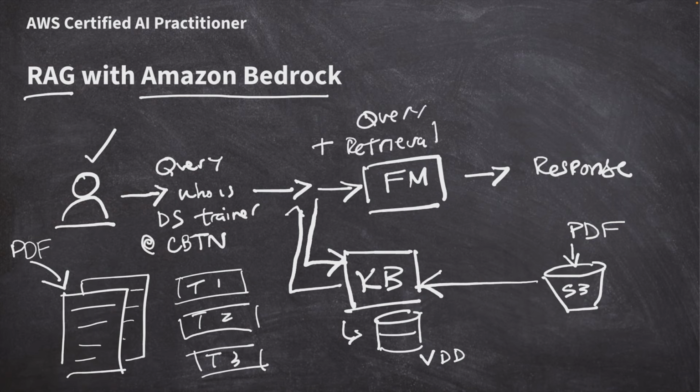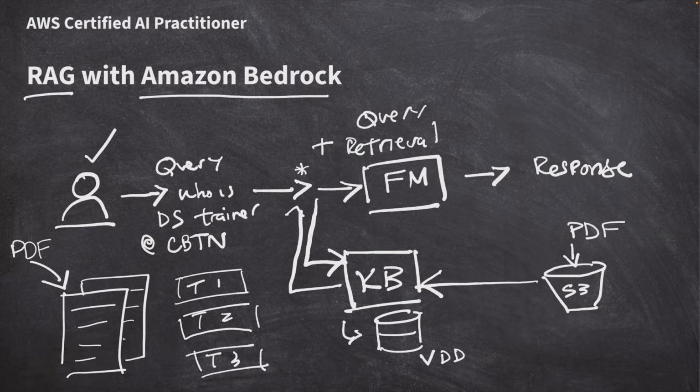So that's where the R in RAG comes from, retrieval augmented generation. So it's augmenting the query by generating new text using the retrieval method. And that retrieval method is right here, when it makes that detour before it goes into the foundation model.